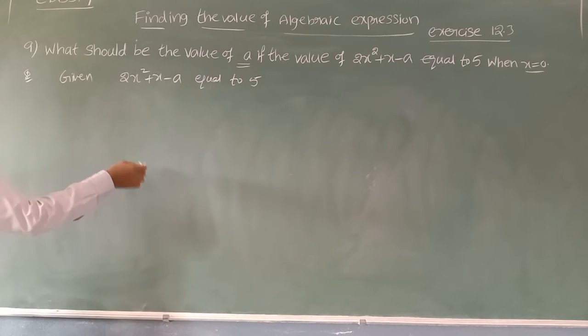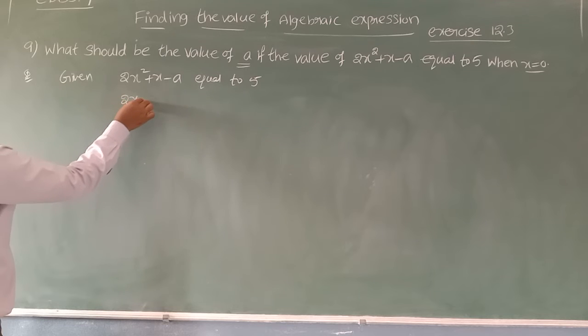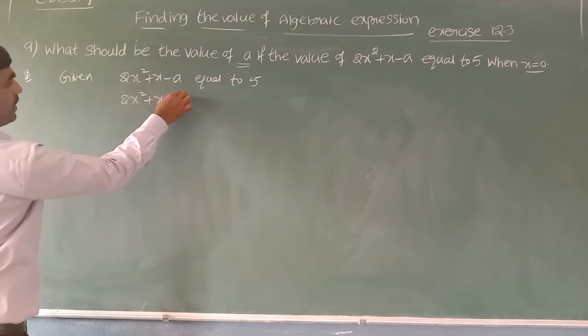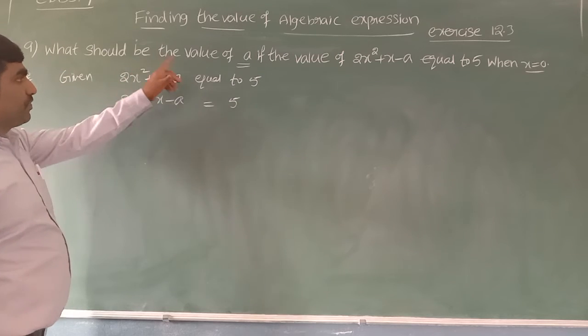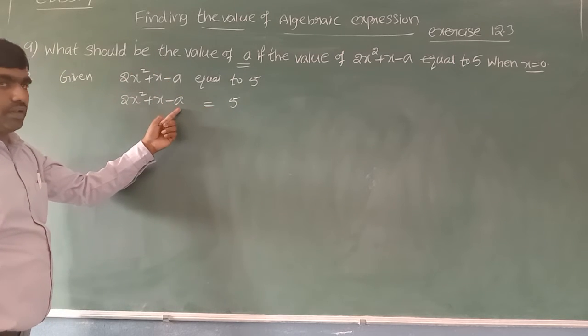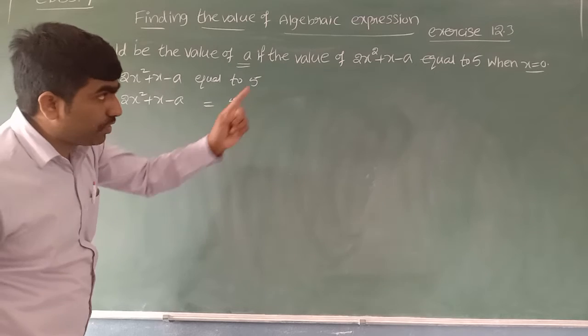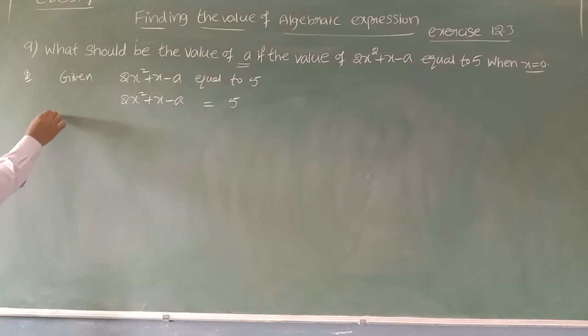This we will write using the operation. Let us see: 2x² + x − a is equal to how much? 5. Now we have to find the value of a from here. Let x be equal to 0. Yes, we write this term if x is equal to 0.